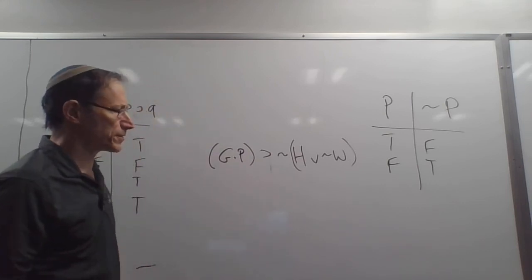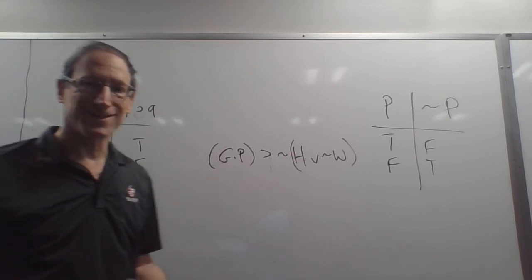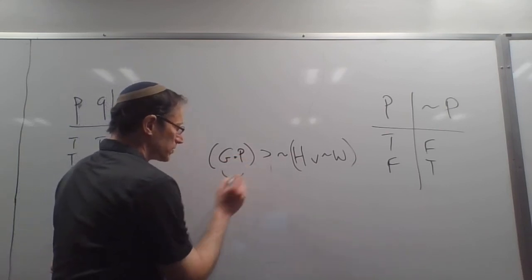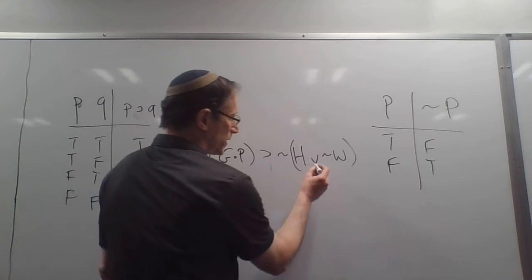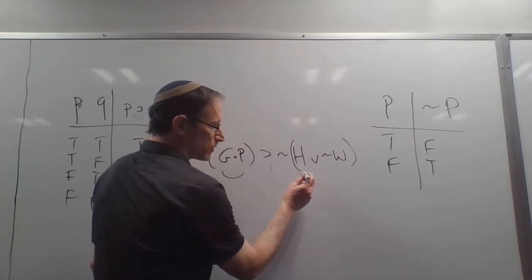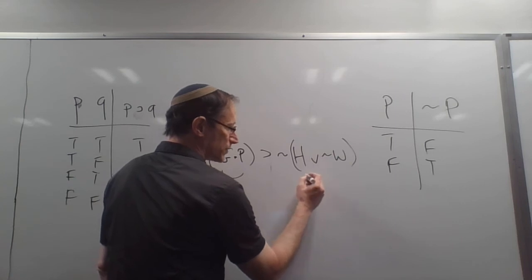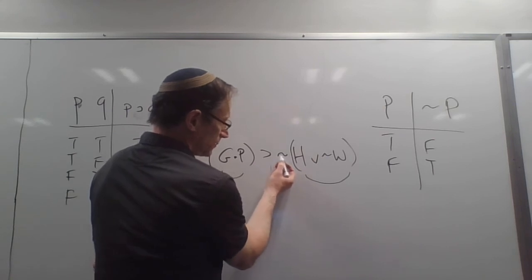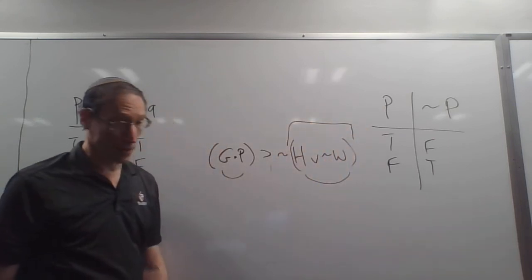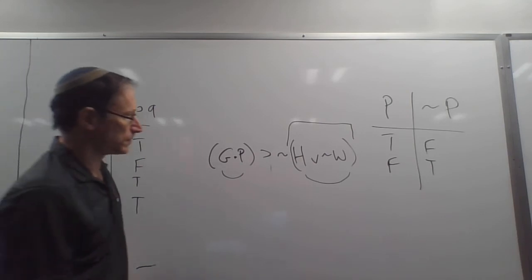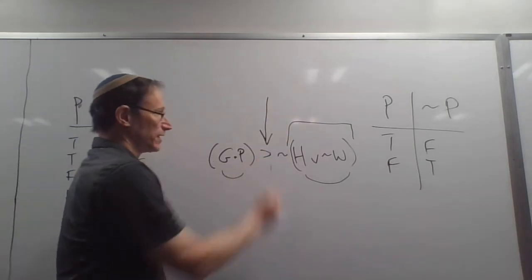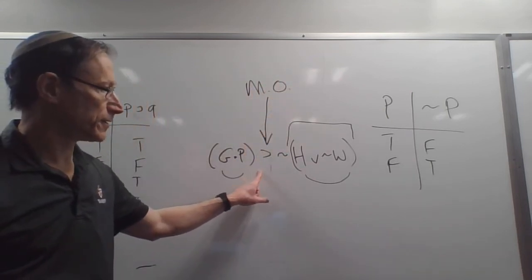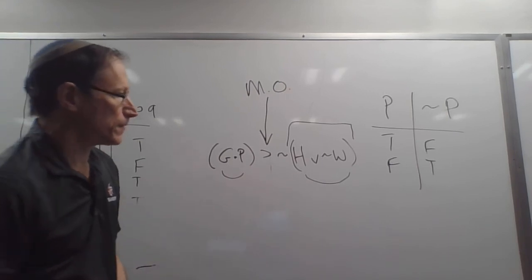The major operator is going to be the operator that holds the whole thing together. So the dot is not the major operator. This is holding the G and P together. And this wedge is not the major operator because that's clearly holding the H together with the not W. And so the tilde is not the major operator. What about this tilde? This tilde is governing that part of this whole formula. So in the end, the major operator is that horseshoe over here. Okay, I'll do another example.